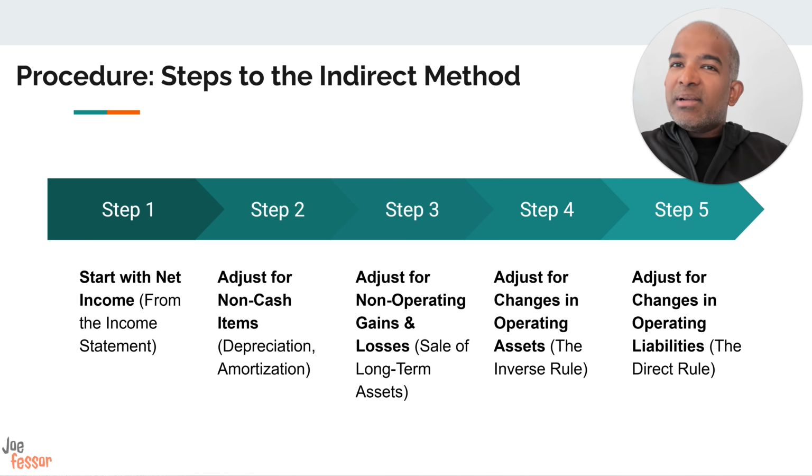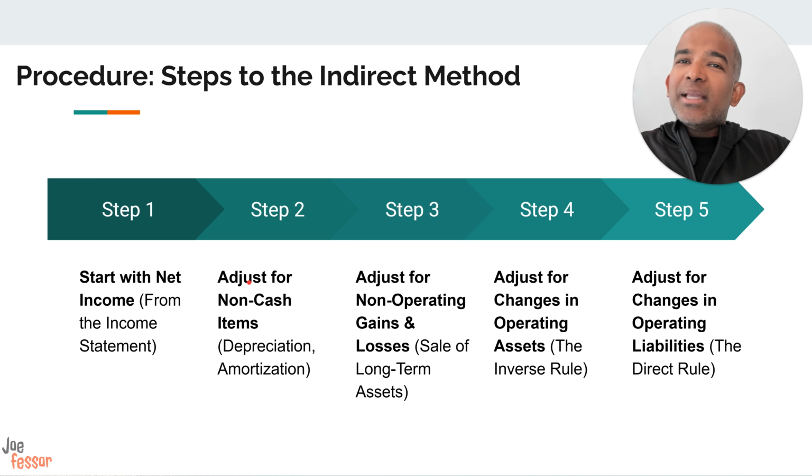Now that we know the indirect method is a reconciliation, let's look at the step-by-step roadmap we'll follow to convert net income into cash flow. Think of the slide as a checklist for any problem you solve. We begin logically with step 1. You start with net income from the income statement. This is our starting point for the entire reconciliation.